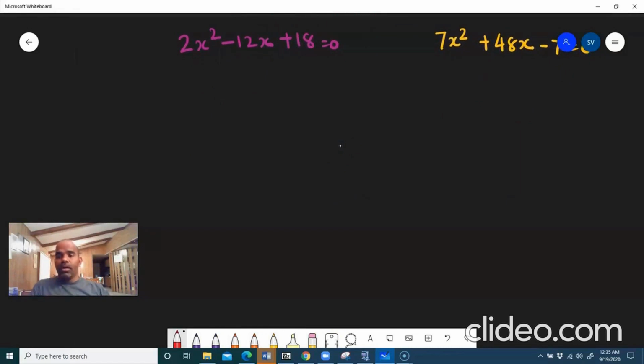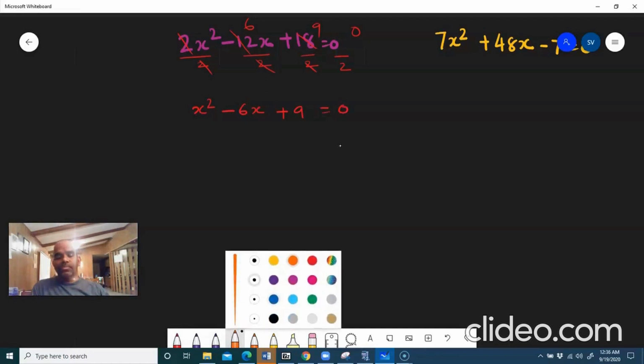When you look into this equation, you can see that all the terms of this equation are divisible by 2. So divide by 2, by 2, by 2, and by 2. That means it cancels out. This is 6, and this is 9, and this is 0 itself. So the remaining part is x square minus 6x plus 9 equal to 0.